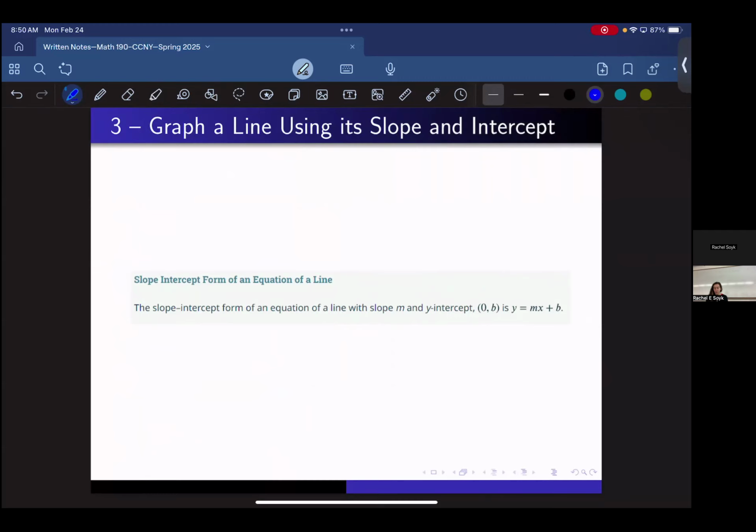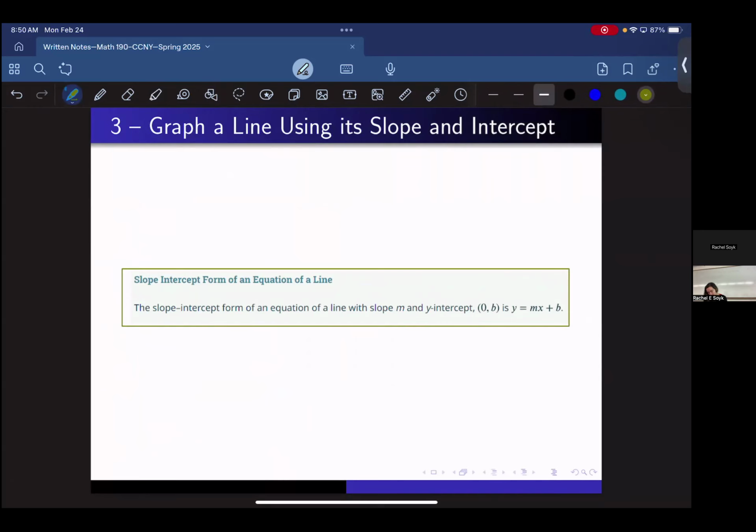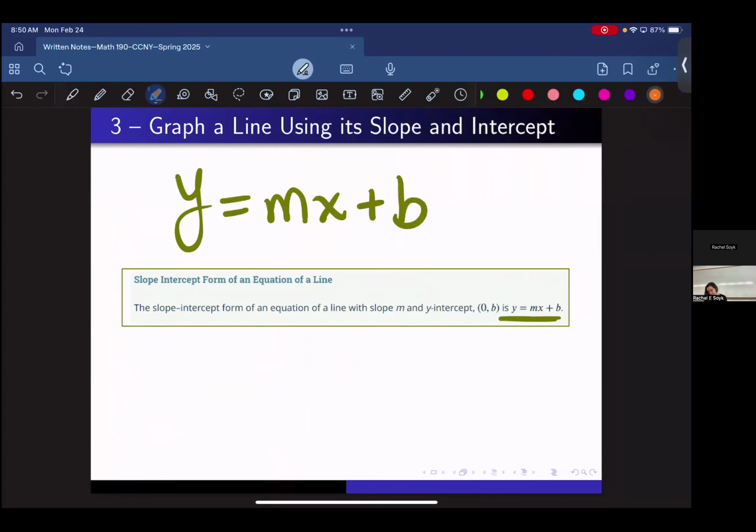Now we have our formal definition of slope-intercept form. Slope-intercept: y equals mx plus b, where m is our slope and b is our y-intercept. I know it's down here, but I'm going to make it nice and big up here. We have our slope, and then we have our y-intercept.